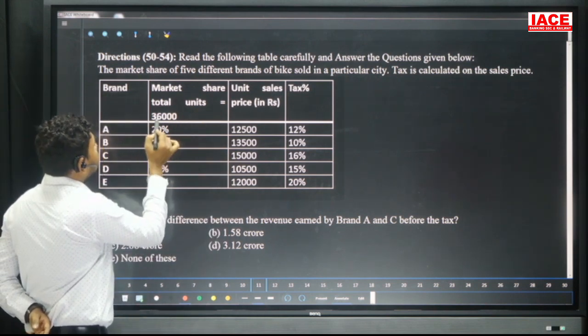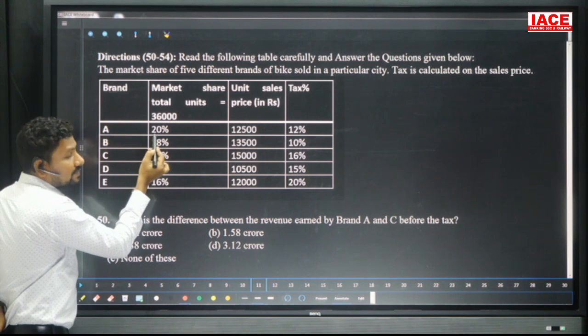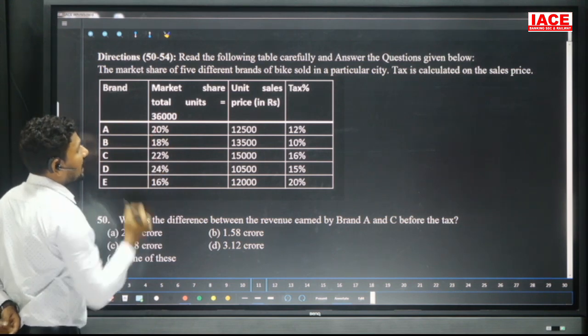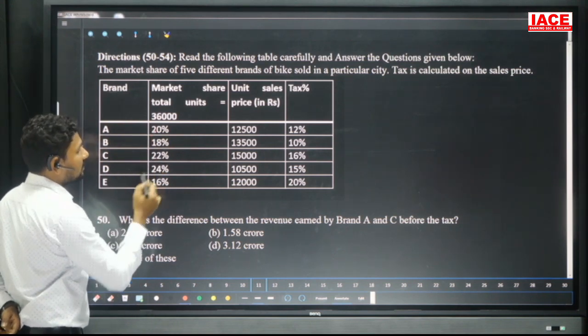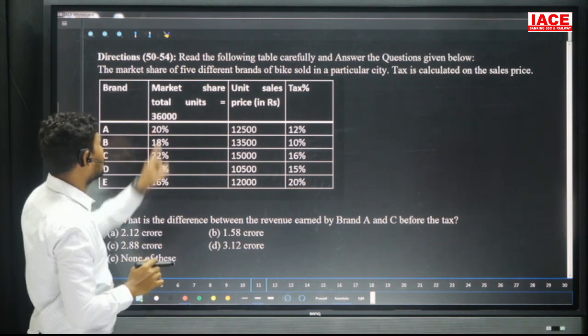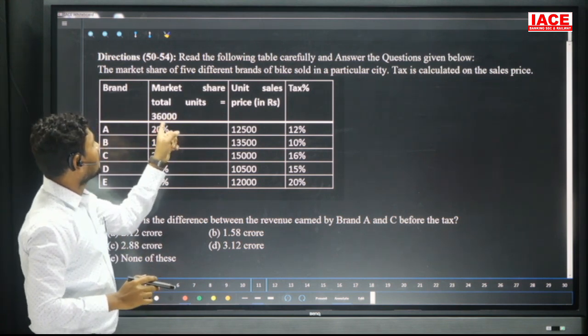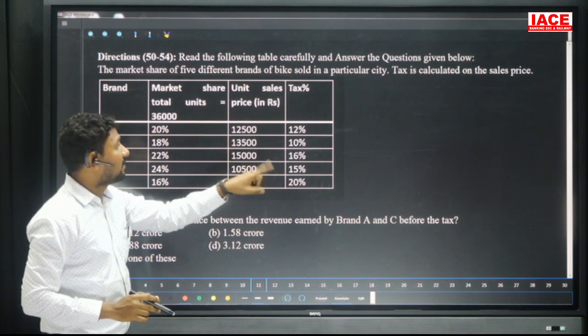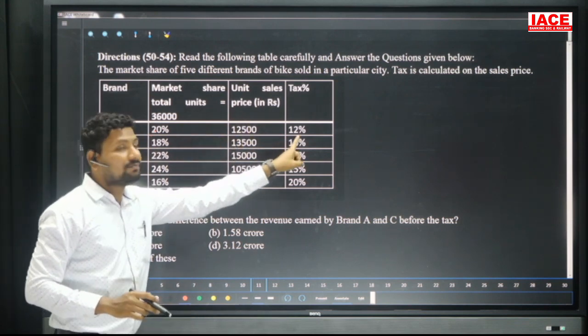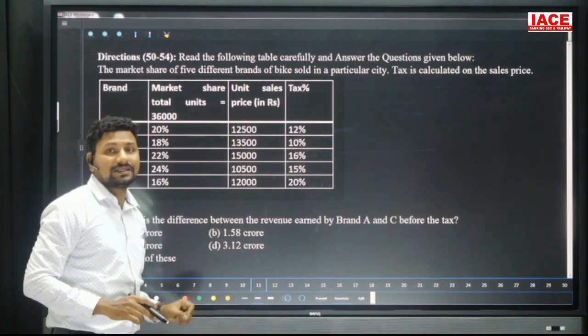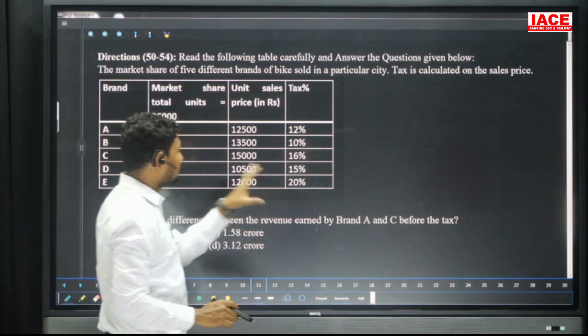36,000. Out of 36,000, A brand is how much percentage share? 20%. B brand is 18%. C brand is 22%. D brand is overall 100%, which is equal to 36,000. So 36,000 and unit sale, each bike value 12,500. After that, they are imposing a tax. Each bike is how much percentage tax imposed? 12%. Based on that, we are calculating.